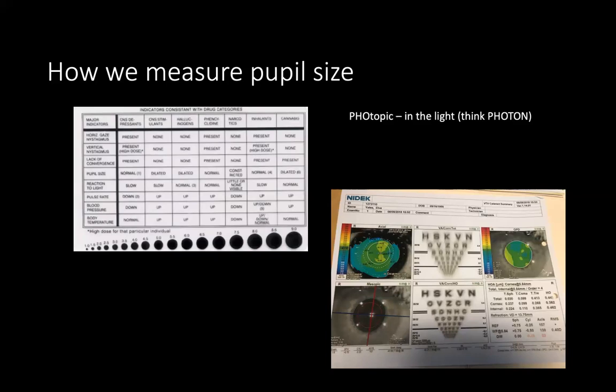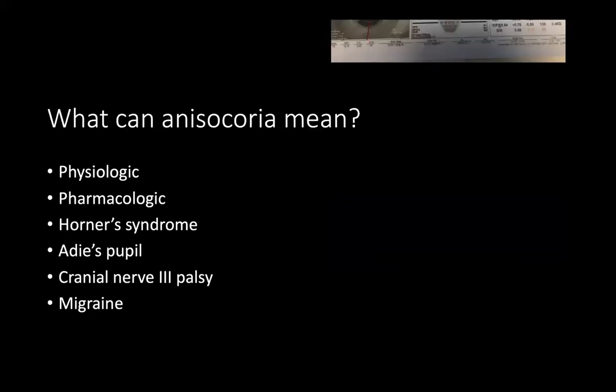We can measure pupil size in both light and dark environments. And it's important in certain scenarios because pupils usually respond to light. We want to know what size is the pupil in dark conditions and what size is the pupil in light conditions. And in light, it's called a photopic pupil size. And in dark conditions, it's called a scotopic pupil size.